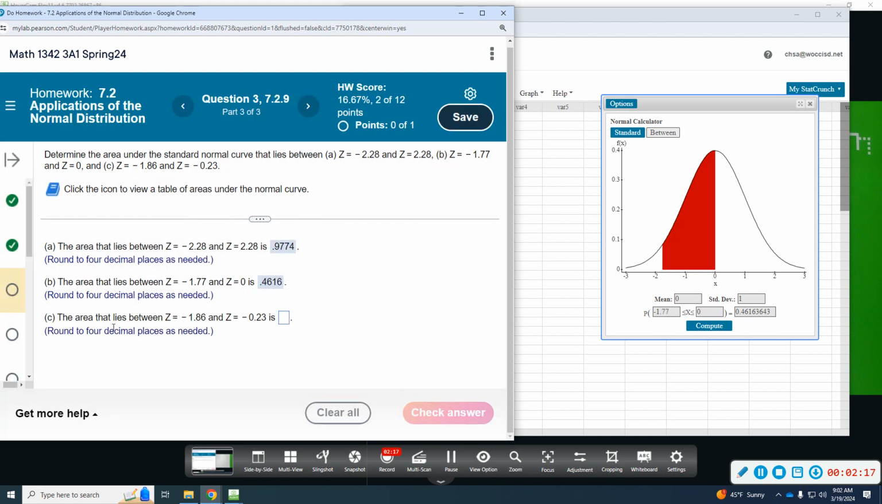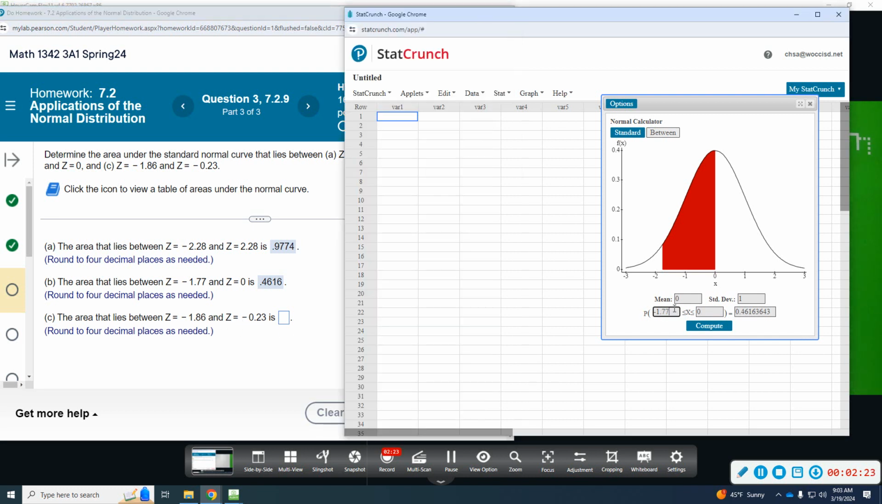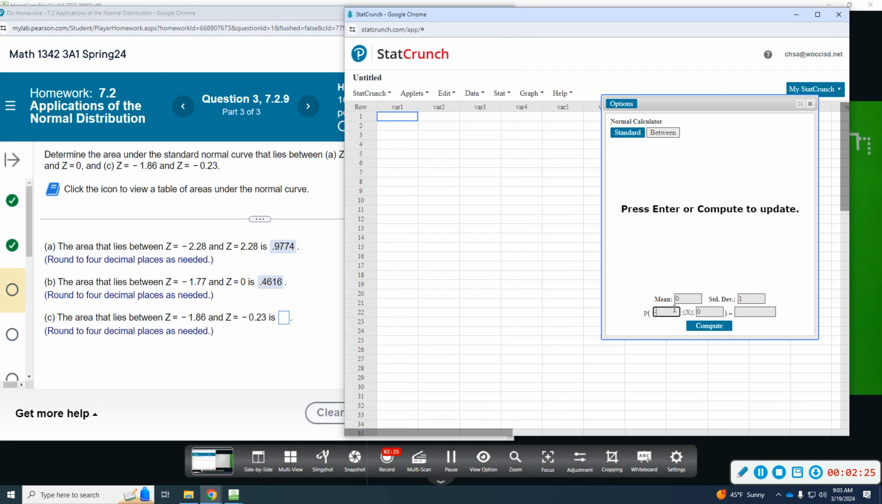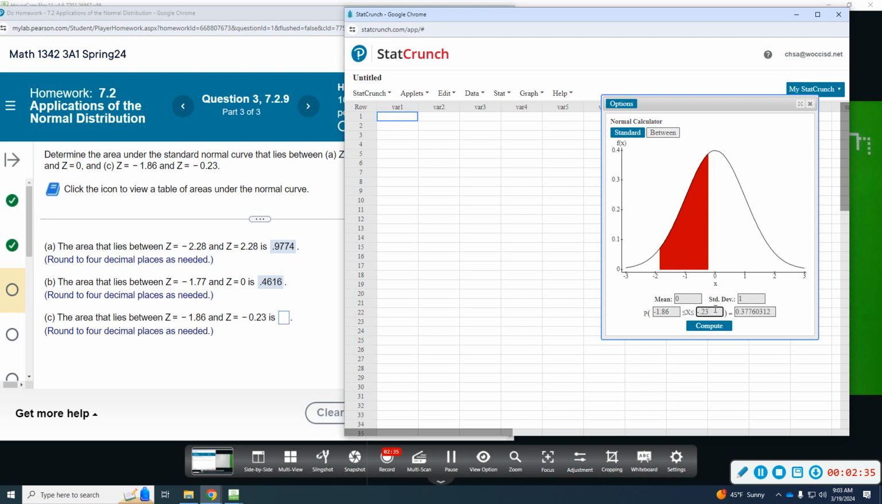All right, C, we want to find the area between negative 1.86 and negative 0.23. So again, I'm just going to change these values. Negative 1.86, and then over here I'm going to change this to negative 0.23. Okay. Again, it draws the graph and it gives me my answer. So 0.3776 will not round.